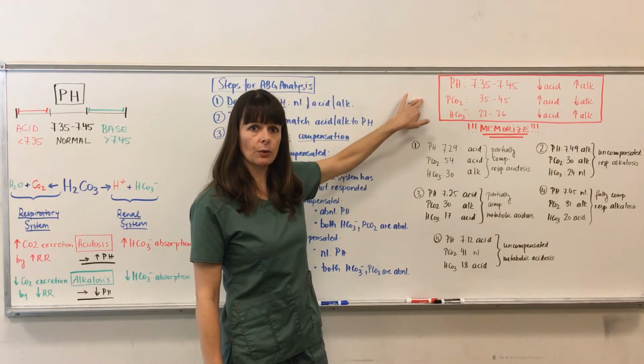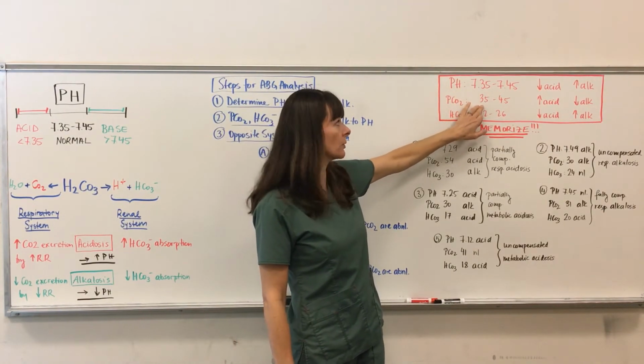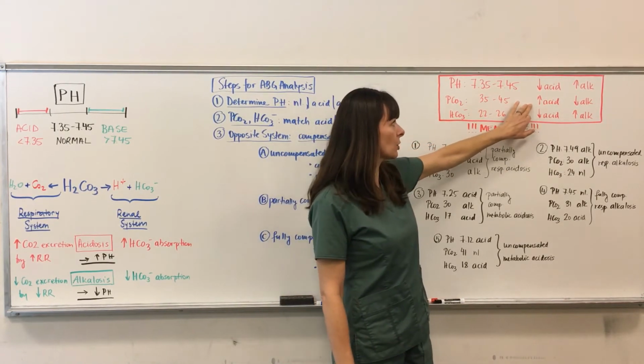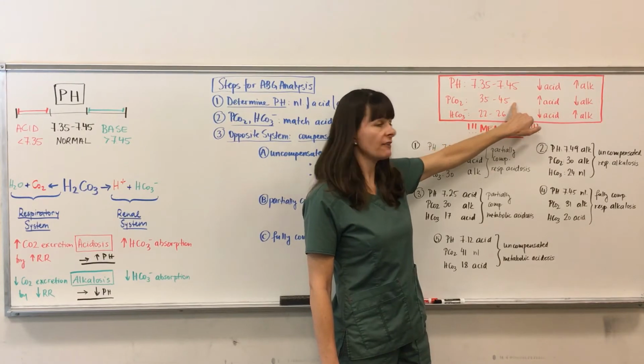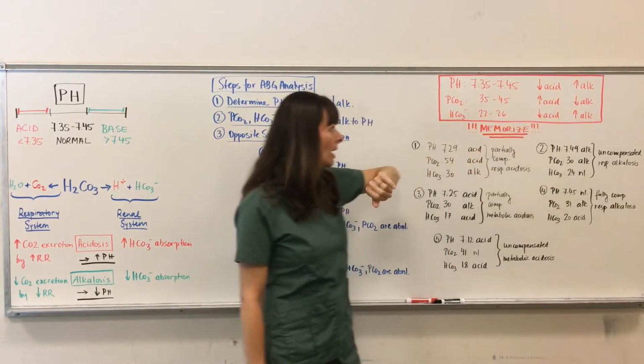PCO2, I just like to remember it's the same numbers, but without the 7 as the pH. So it's 35 to 45, but it goes the opposite way. So if it's increased, if it's higher than 45, it's acidotic. If it's lower, it's alkaline.